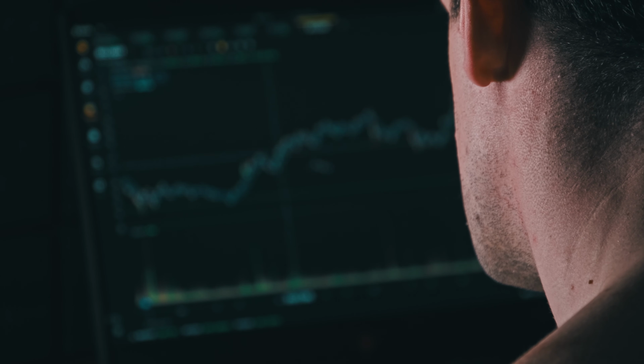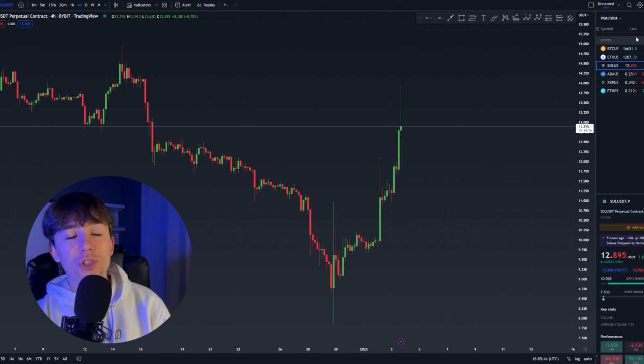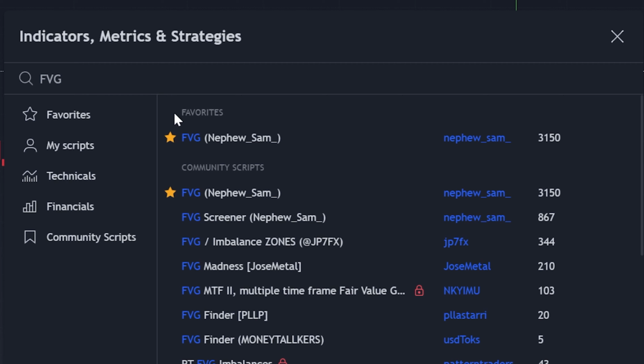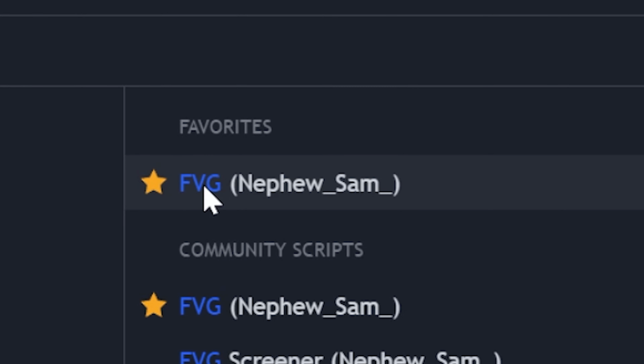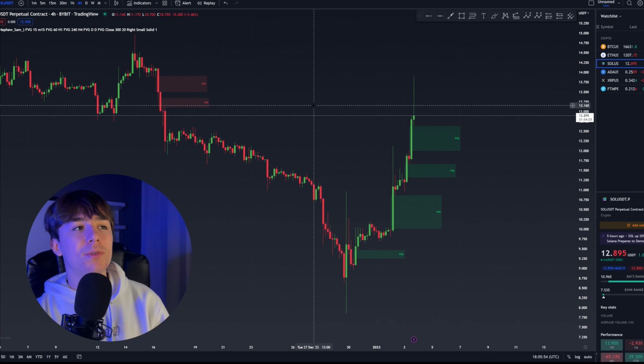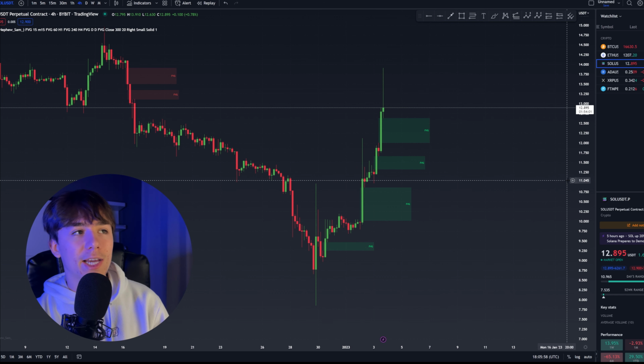If you're lazy and you don't want to spot and draw the fair value gap boxes by yourself, there's actually a really cool indicator you can use that does it all for you. You just go to indicators and type in FVG and click on the one that says Nephew Sam. So you'll see right now that the fair value gaps will be created for you so you can use them to take your trading to the next level.